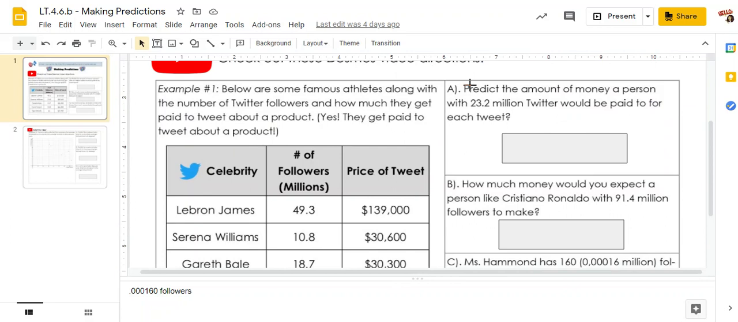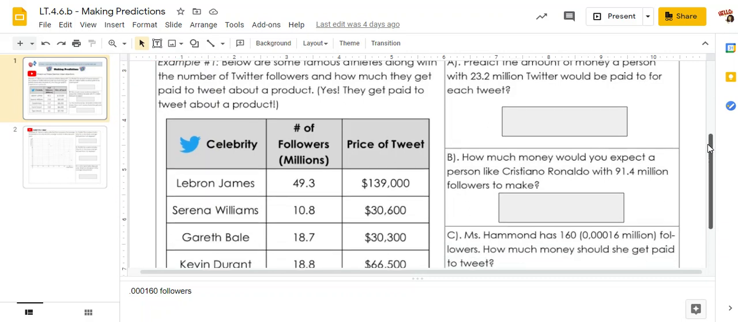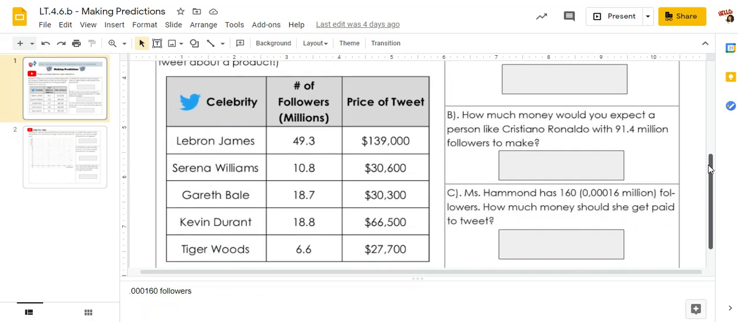So we want to make predictions. We want to predict the amount of money a person with 23.2 million Twitter followers would be paid. When we're asked to predict, that means we're making a guess, but we want our guess to be something close to what we think it's actually going to be. We don't want to make just some kind of random guess. So we're going to use our line of best fit to help us make that prediction.